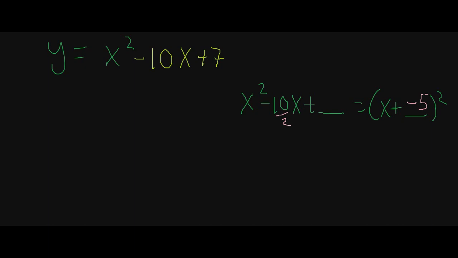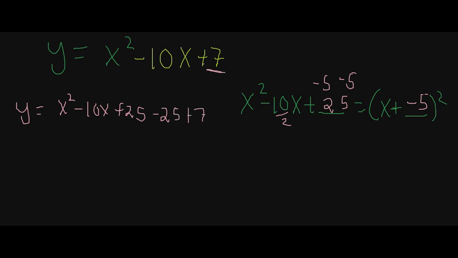Now what do we do with the negative 5 here to get the number that's going to go out here? Well, you multiply it by itself. Negative 5 times negative 5, and that gives me positive 25. So ideally, we would want this number here to be 25. So what we're going to do is just add it. x squared minus 10x plus 25. But if we add 25, like I mentioned, we have to subtract the 25. And then now we still have this plus 7.